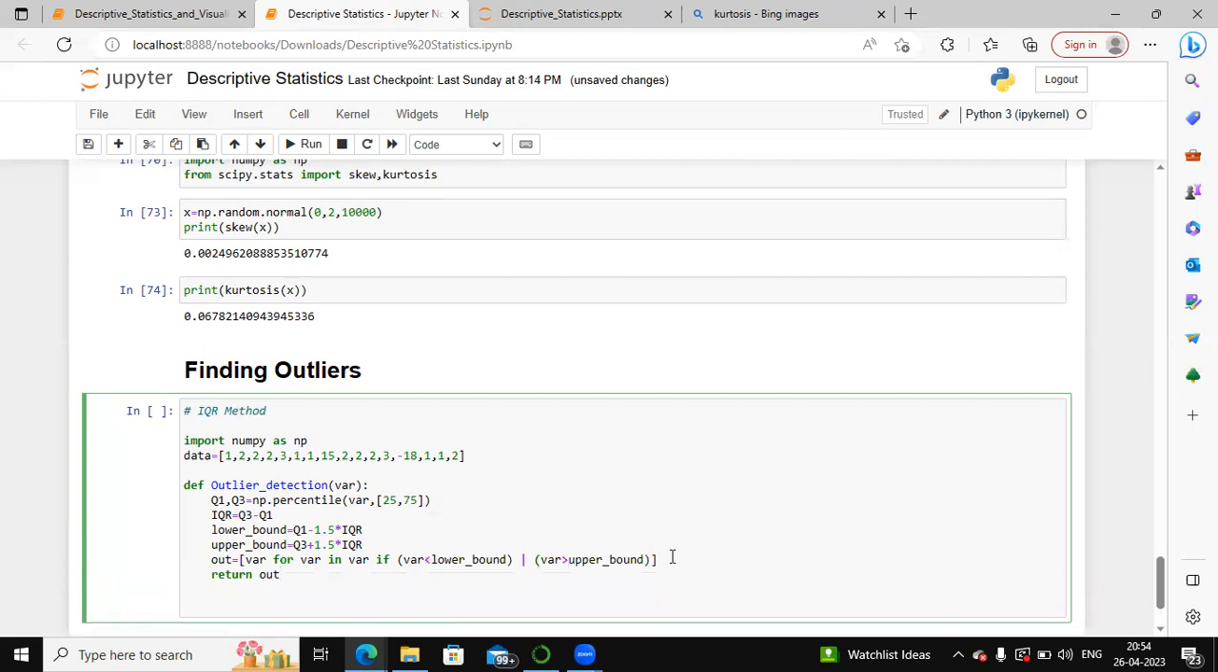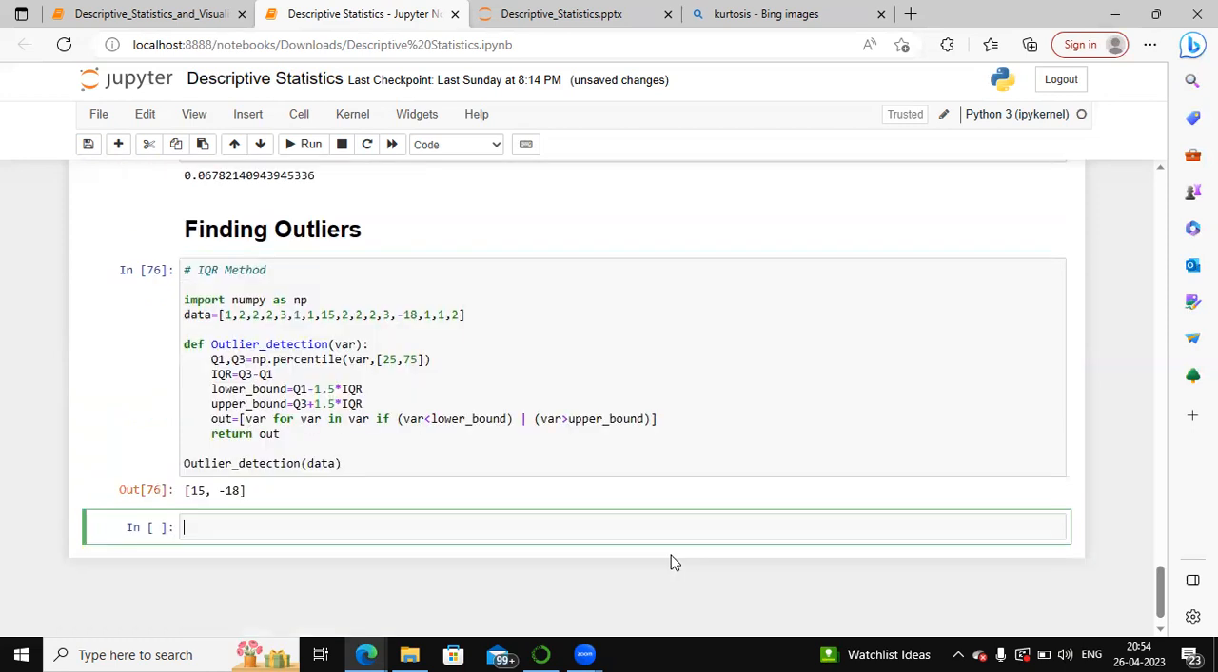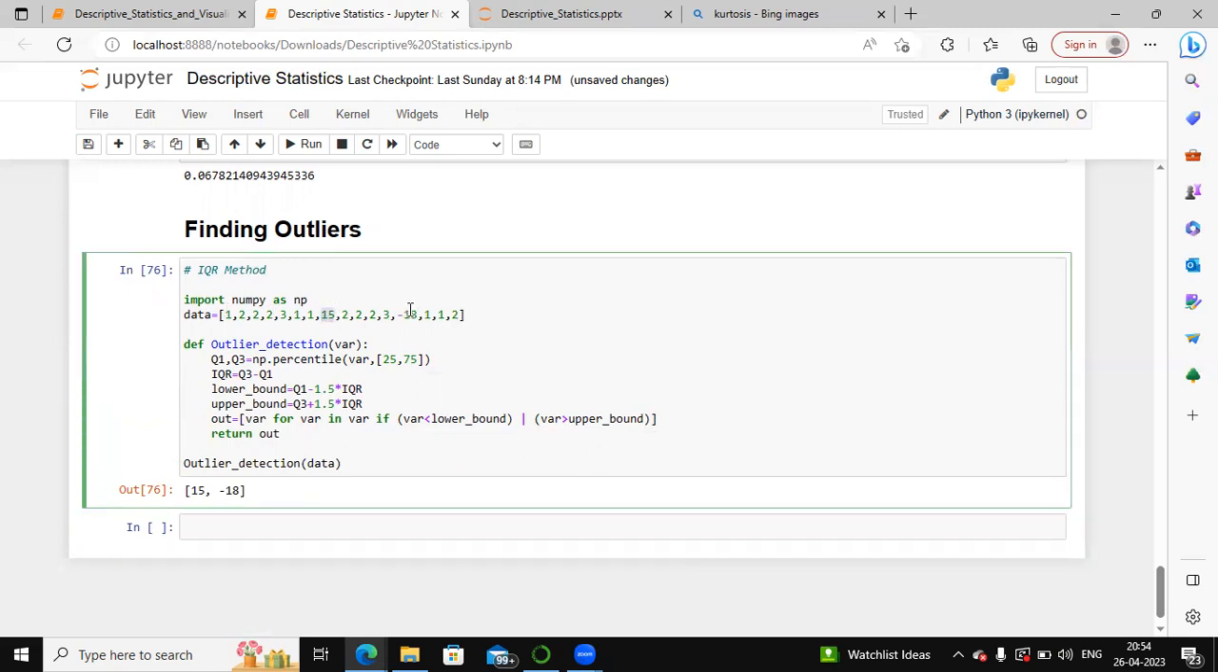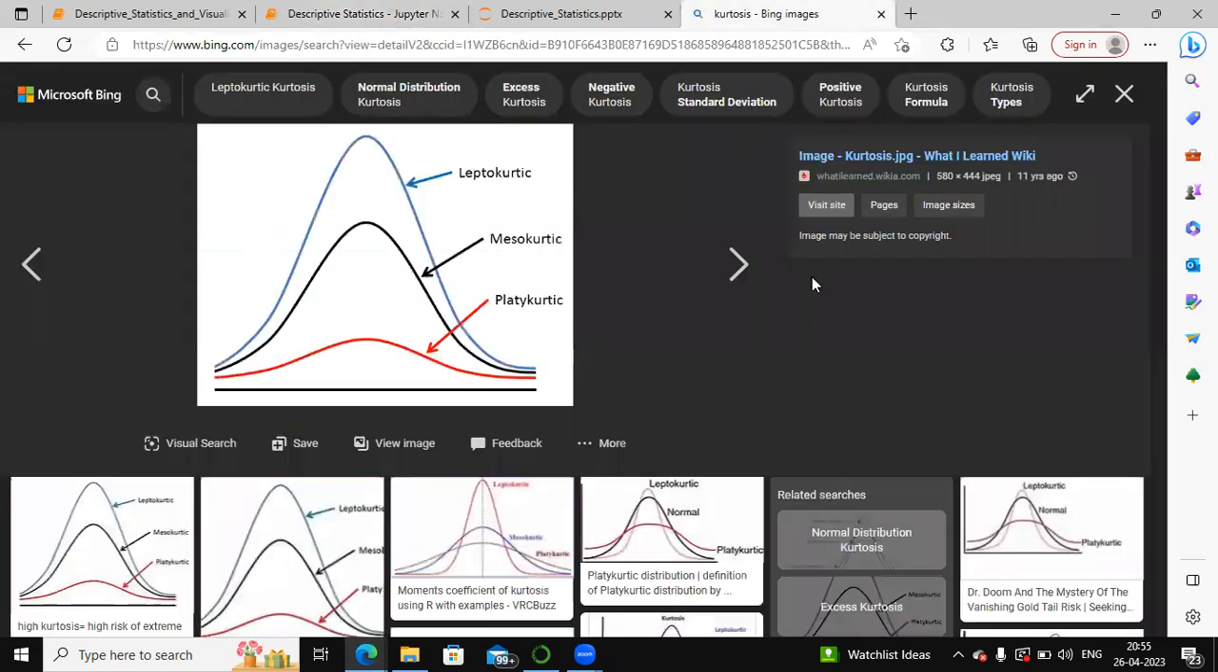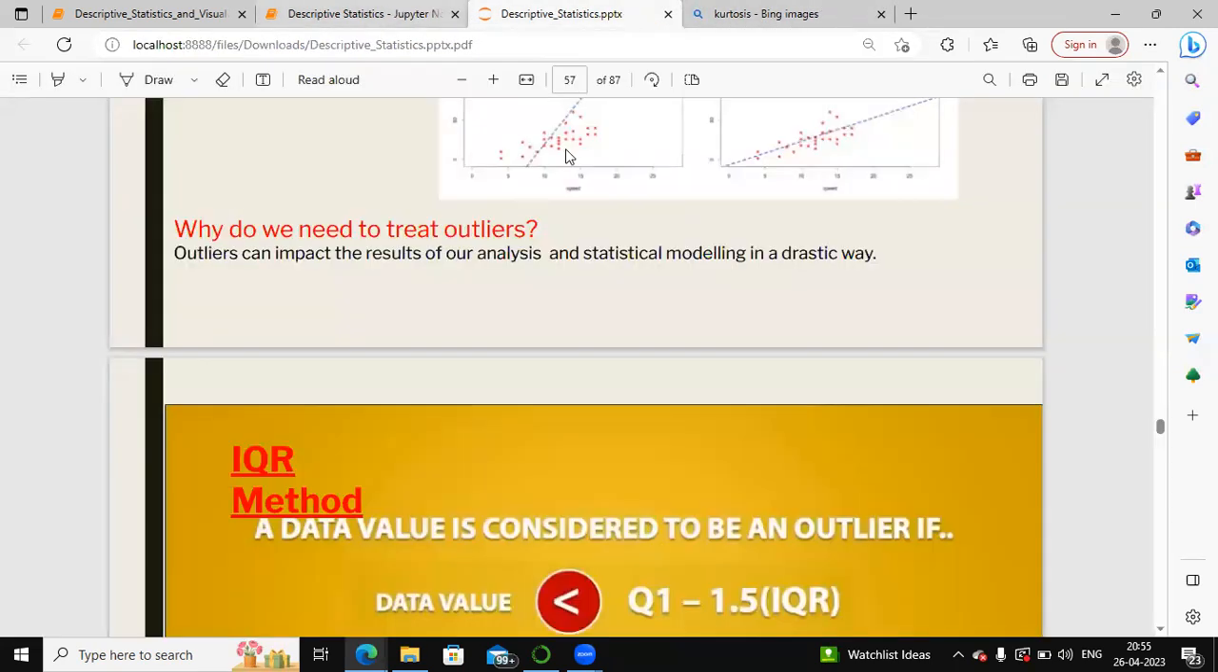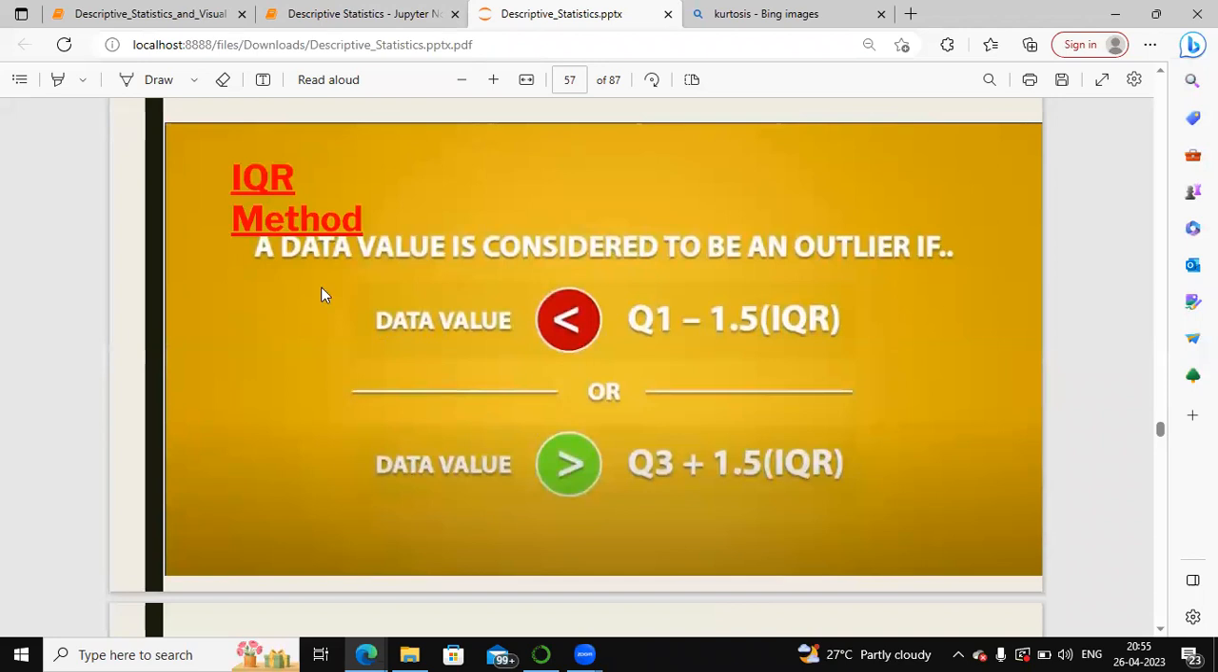So now let me pass outlier detection of data. Let's see what's the value of it. You can see that from our data, this 15 and minus 18 come out to be our outliers, okay? So this is how you can find outliers using the IQR method. So this is the IQR method.